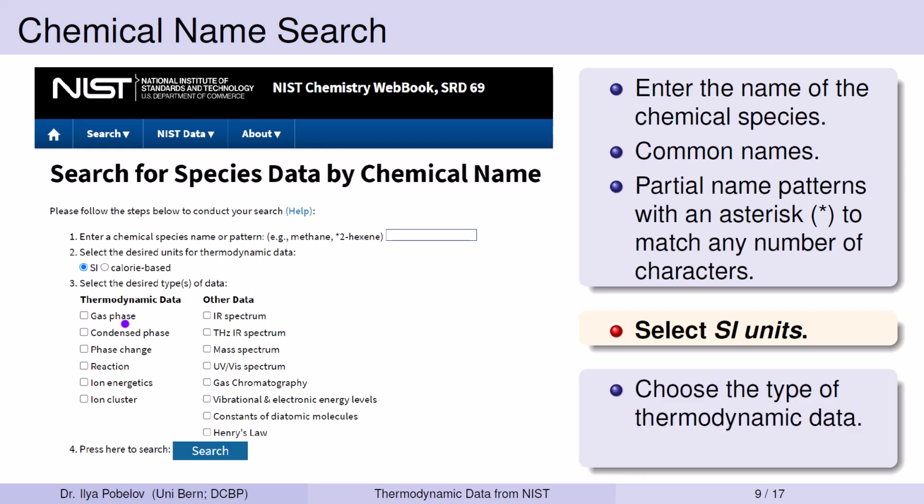You can then specify the type of thermodynamic data you want to be displayed initially. Then press the search button to see the results. Depending on your query, you might also be presented with a list of matching chemical names, allowing you to select the species of interest. Additional guidance is provided on the same page below the search form.